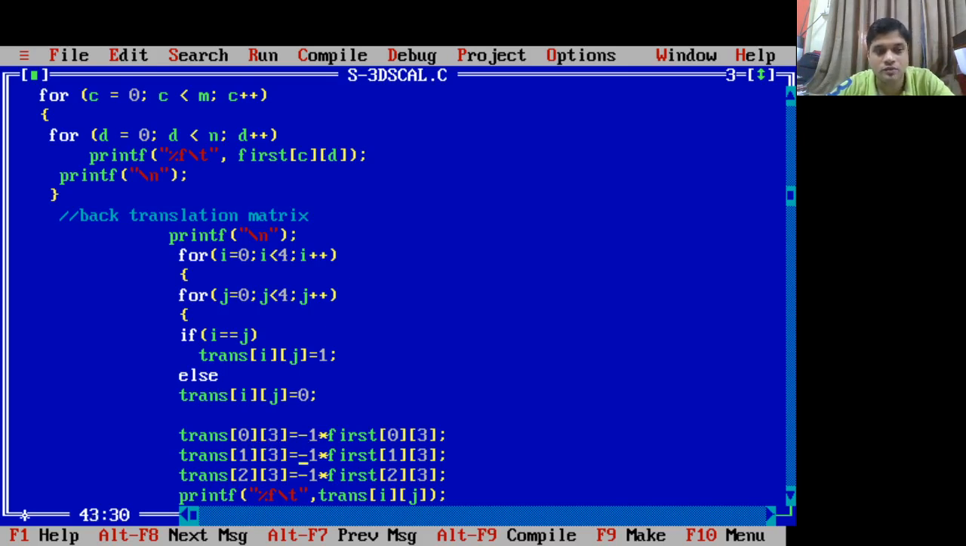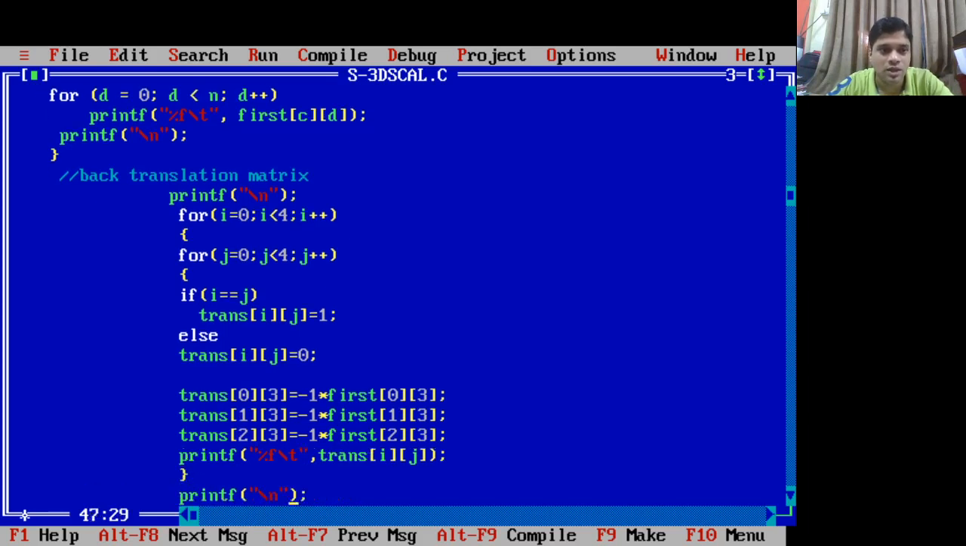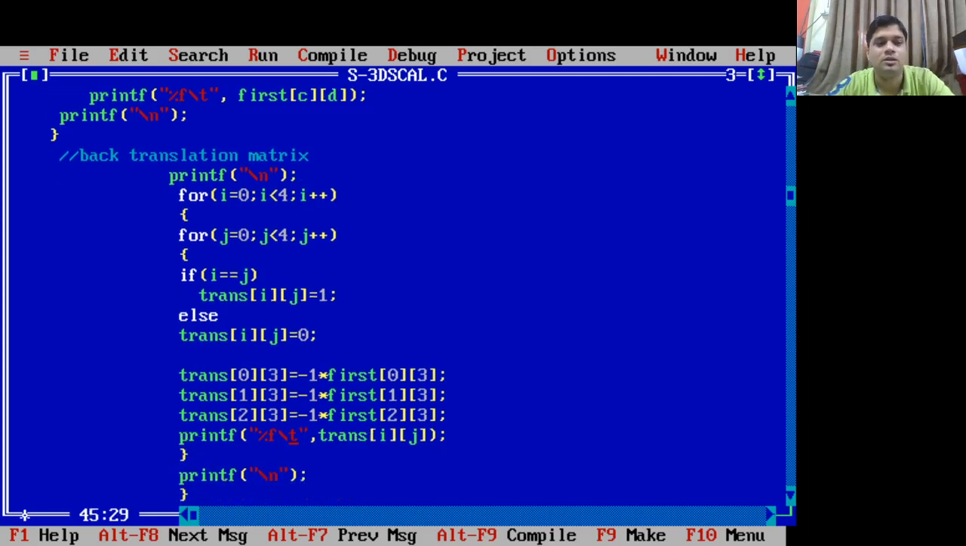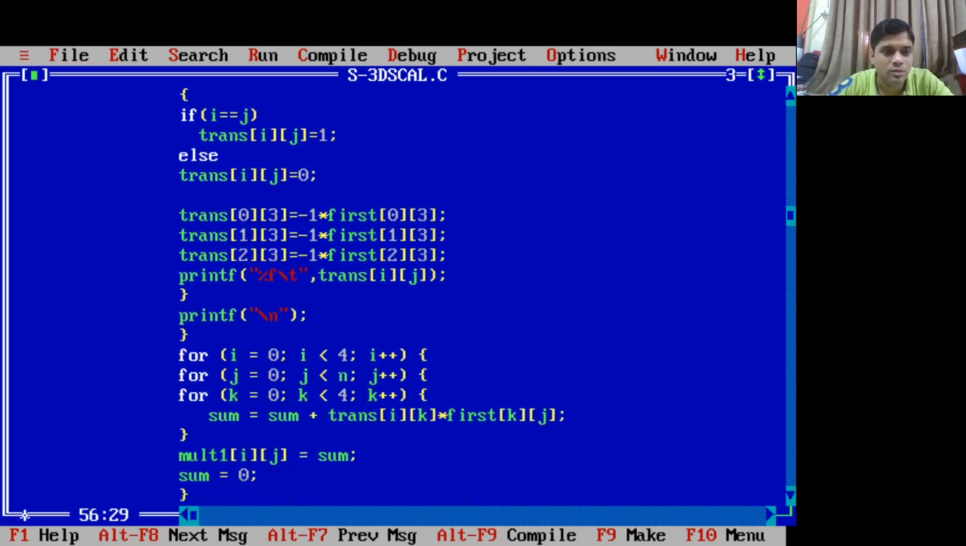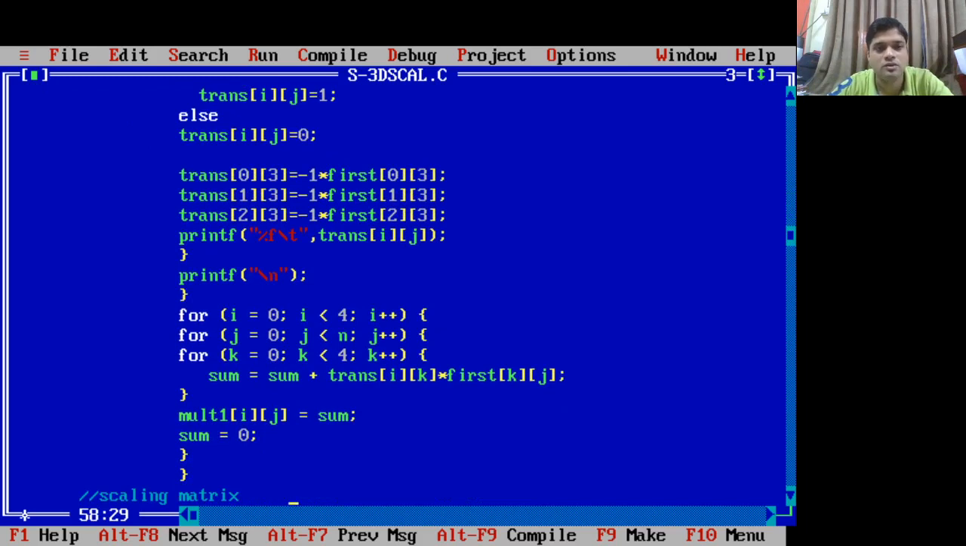Why am I multiplying it by minus 1? Because I have to first take it back to the origin. So that's why I am multiplying it by minus 1. Same I am doing with trans of 1, 3, trans of 2, 3. And then I am representing the back translation matrix.